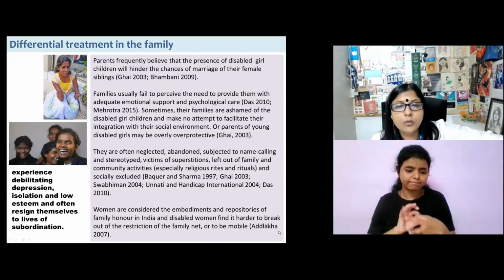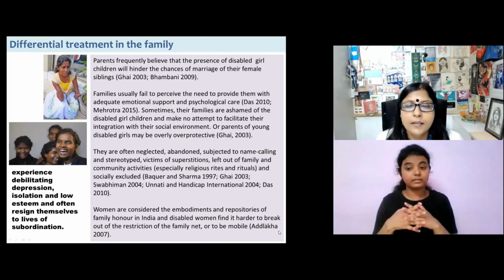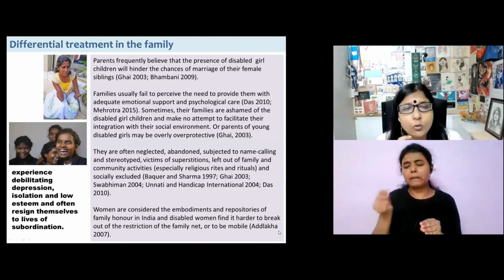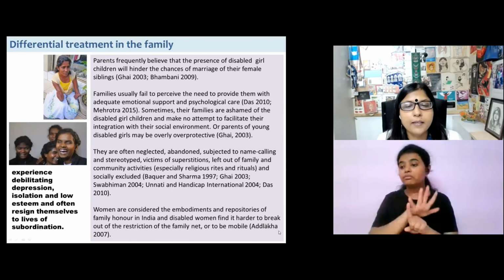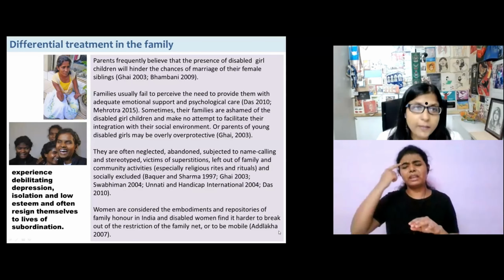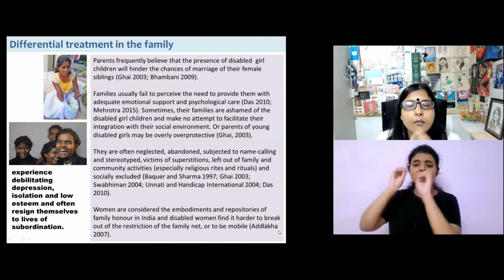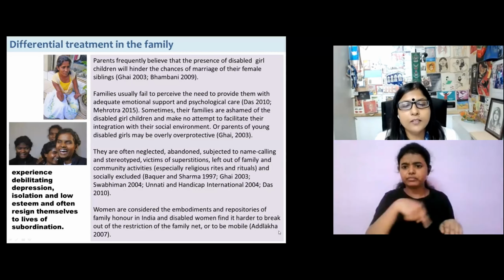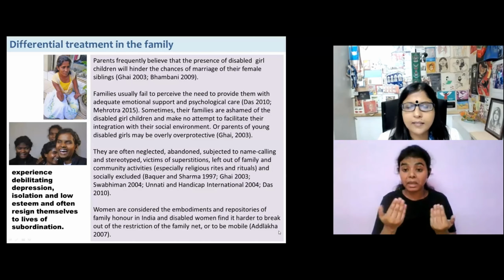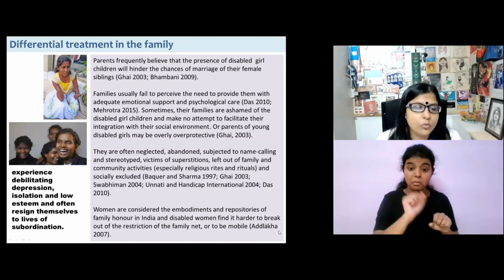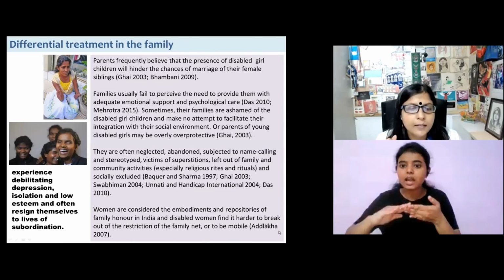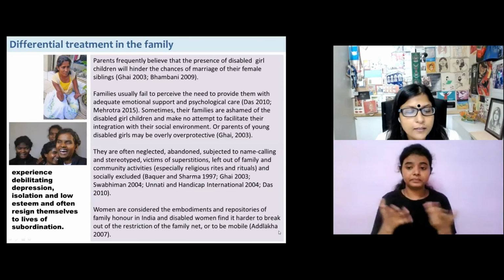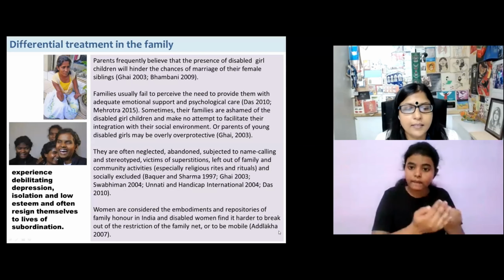Now, women are also hidden from the outside gaze in many families. I found that in Gujarat, in a project I worked on a few years ago, and left out of family and community activities, especially religious rites and rituals because of social taboos and stigma even today, especially in rural areas. And parents frequently believe that the presence of disabled girl children will thwart or hinder the chances of marriage of their female siblings. Also, there are instances recorded of them being subjected to name calling, being abandoned, and so on. Then, on the other hand, parents of young disabled girls are sometimes overly protective, because they feel that their daughters are both female and disabled and hence doubly vulnerable.